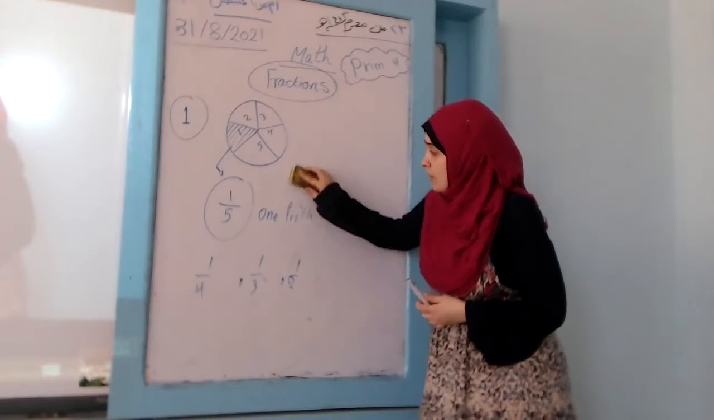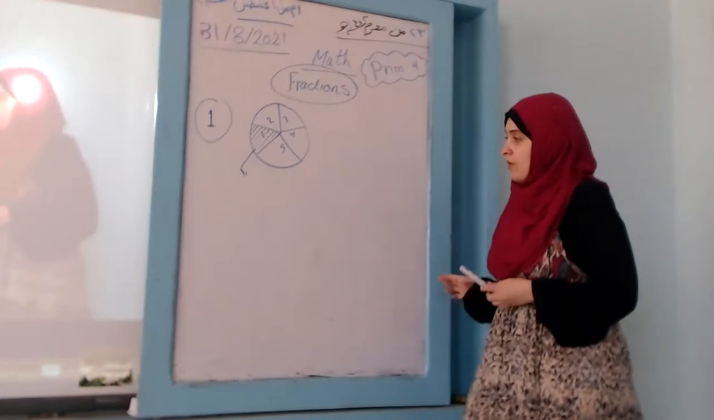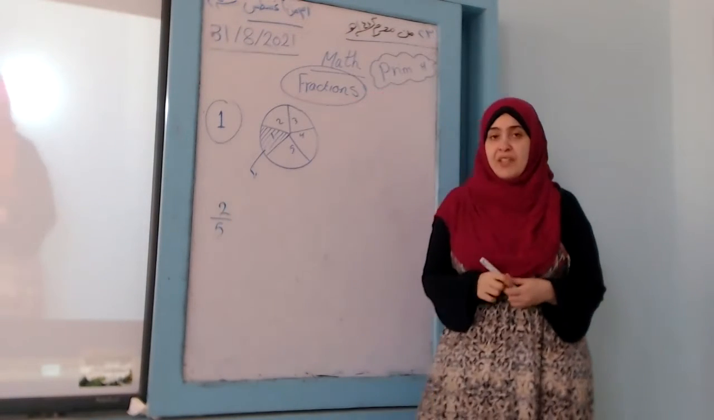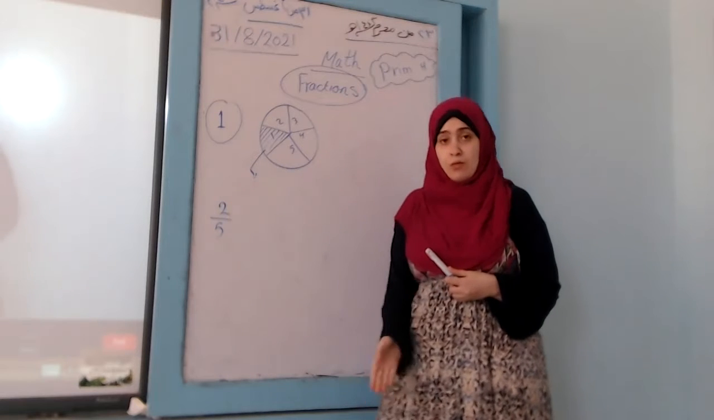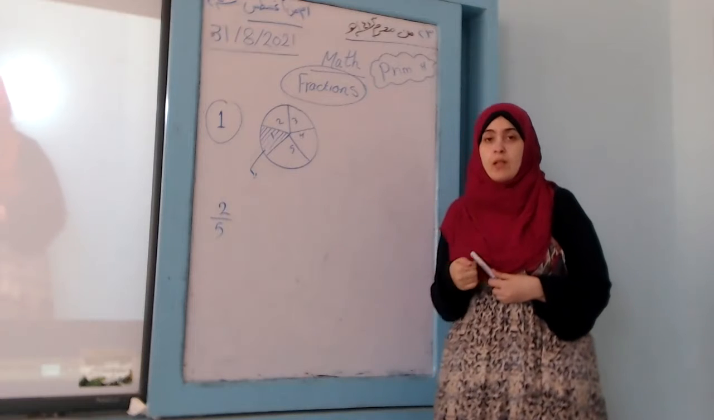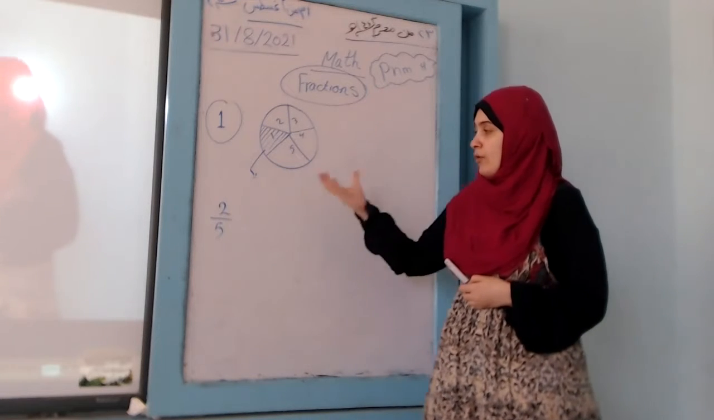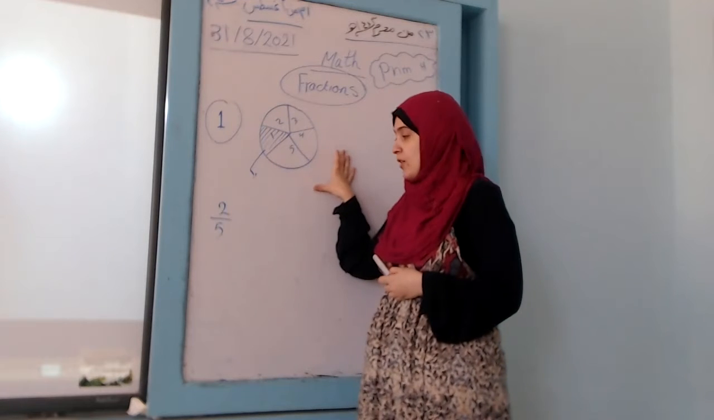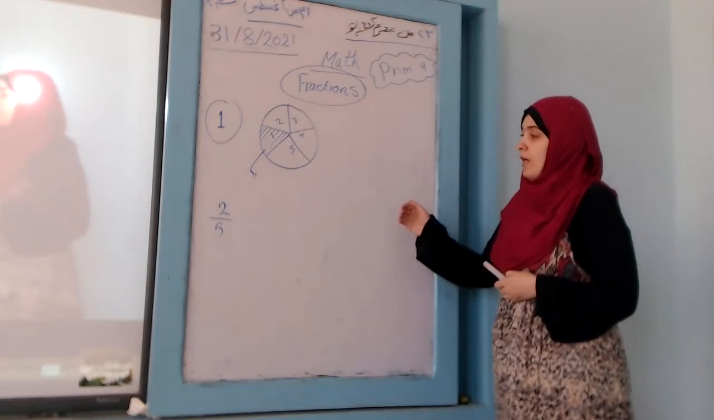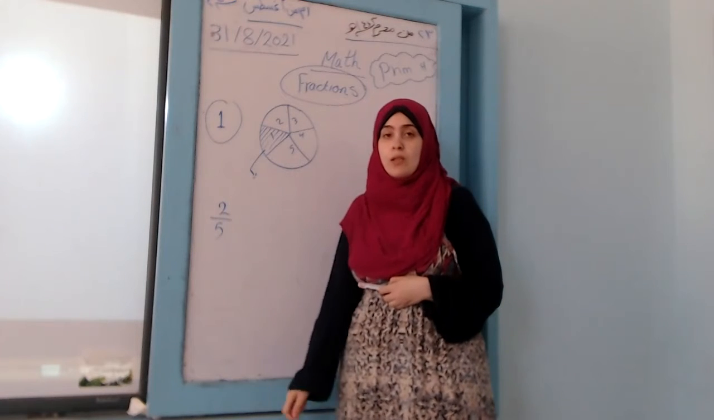But when my numerator is not equal to 1, how can I read it? If I have 2/5, I read it as two fifths. 1/5 is one fifth, 2/5 is two fifths, and 3/5 is three fifths. Now we have learned the meaning of a fraction, how to write it and how to read it. We know the first number is called the numerator and the second number is called the denominator.